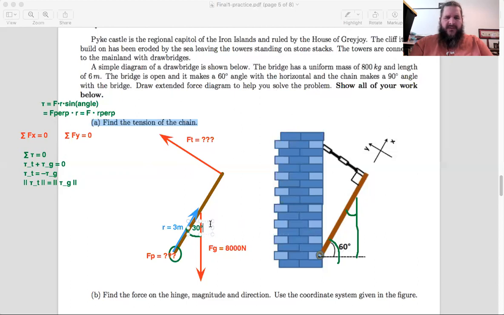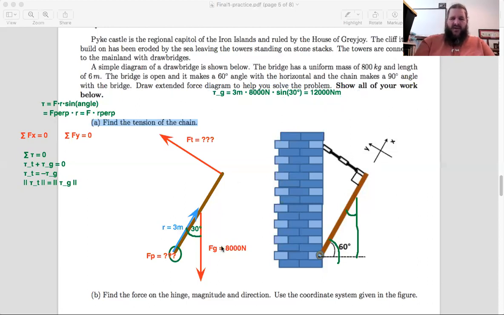So we could use R times F times sine theta, which is just going to be 3 meters times 8,000 times sine of 30. Let me make a note of that, and then we'll take a look at how we do this using F perpendicular times R instead. So we should expect torque from gravity is going to be R times force times sine of 30 degrees. And sine of 30, I think, is 1/2. So this should just be 3 times 8,000 times 1/2, which is 12,000. So we should expect 12,000 Newton meters.